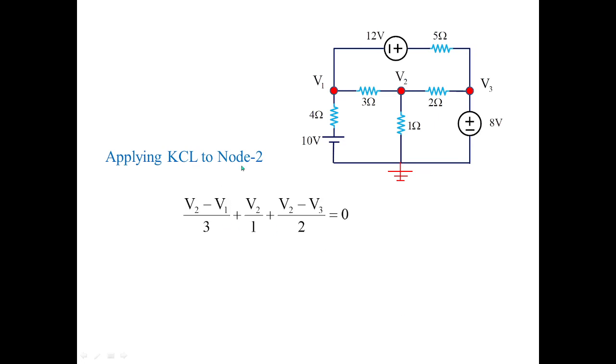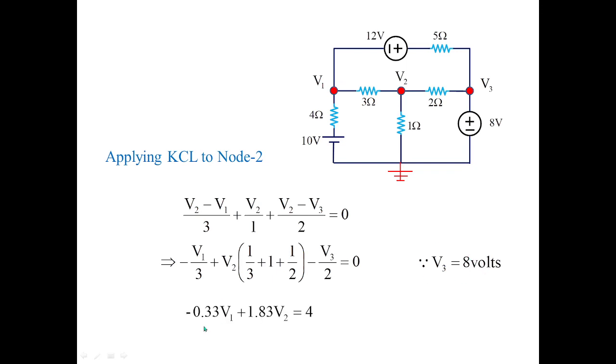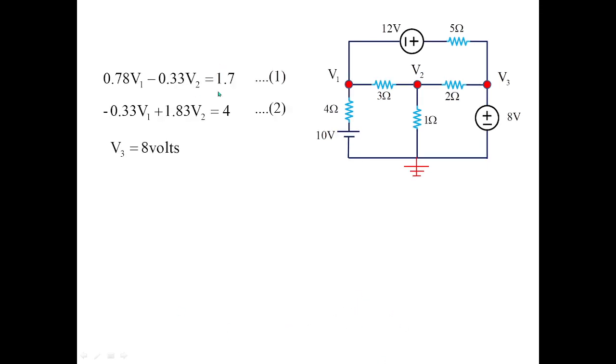Similarly, applying KCL at this particular node, you can see (V2 minus V1) by 3, plus V2 by 1, plus (V2 minus V3) by 2 equal to 0. Simplifying this equation and identifying that V3 is equal to 8 volts, you get minus 0.33 V1 plus 1.83 V2 equal to 4. This is equation 2. So equation 1 gives 1.7, and in equation 2 you have 4, and these are the V1 and V2 arrangements. And V3, you remember, is 8 volts.